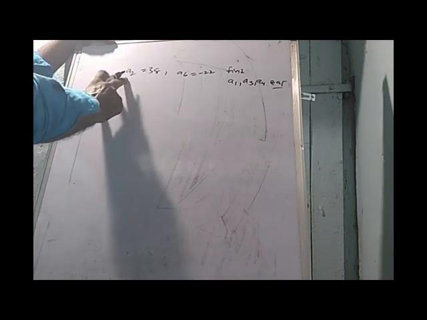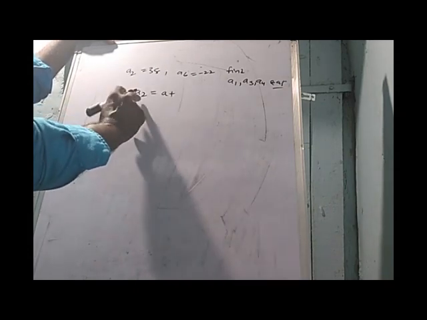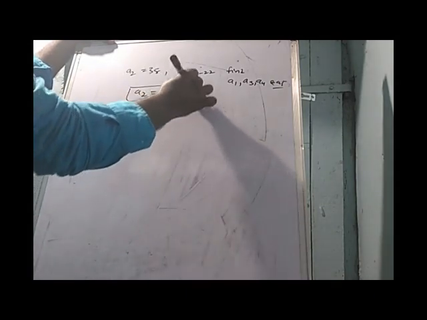We can apply the elimination method here. So what were they given? A2. A2 means the second term. What is the formula for the second term? A2 means A plus, here 2 means 1D. So you know this one already.